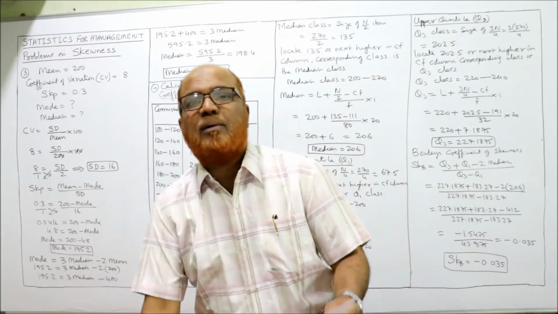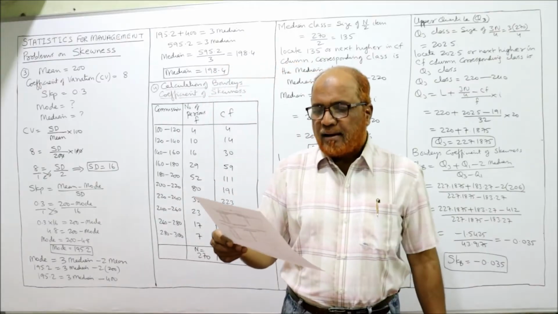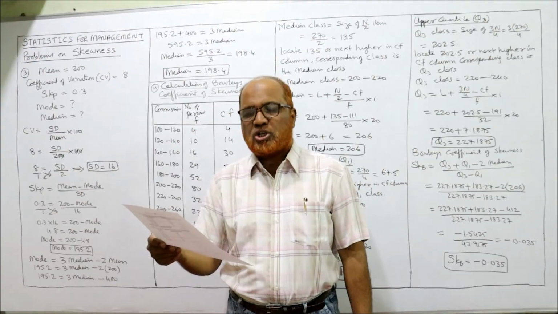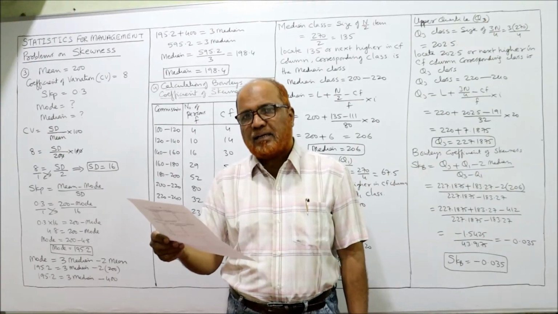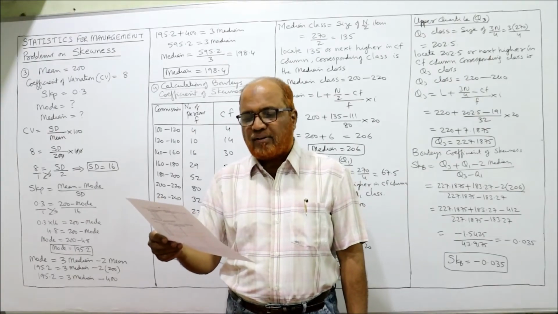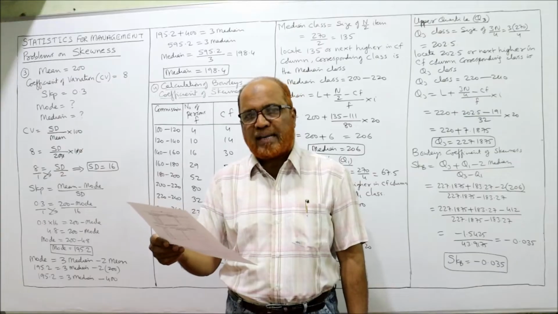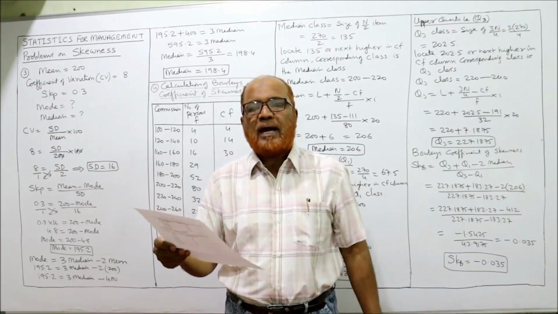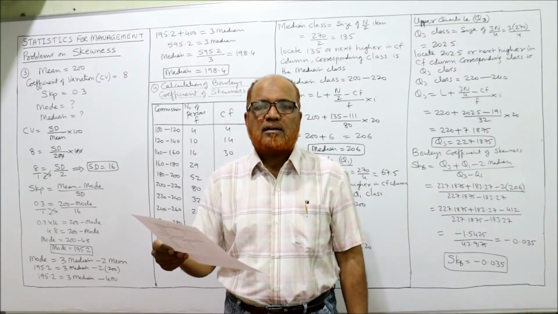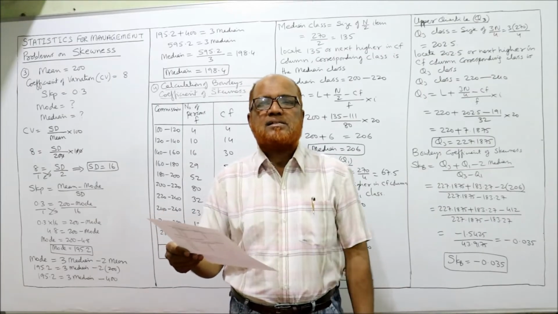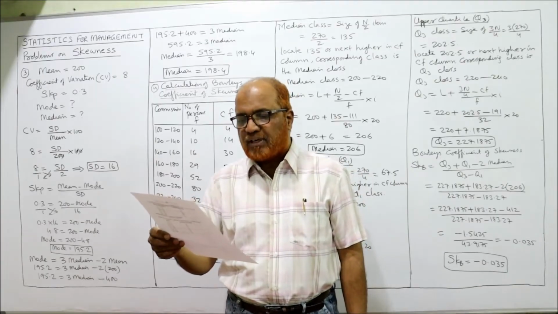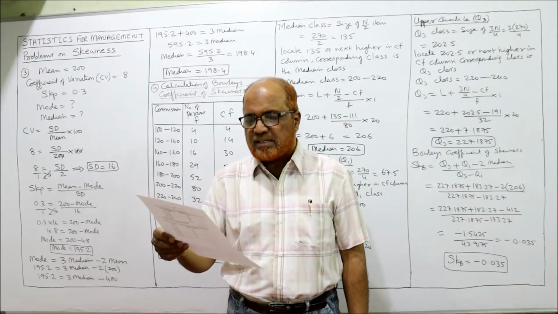Next problem, problem number 4. Calculate Bowley's measure of skewness from the following data. Payment of commission: 100 to 120, 120 to 140, 140 to 160, 160 to 180, like this a continuous series is given, up to 280 to 300. And the number of persons, these are the frequencies: 4, 10, 16, 29, 52, 80, 32, 23, 17, 1.